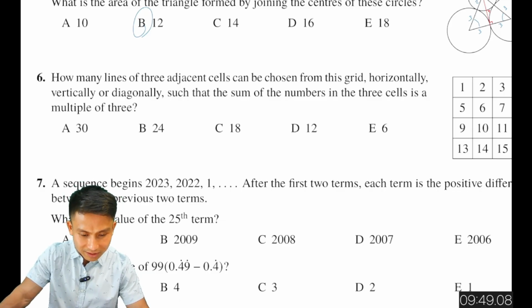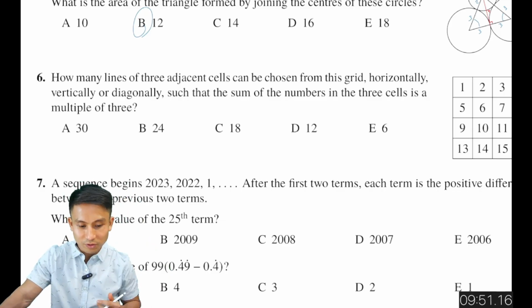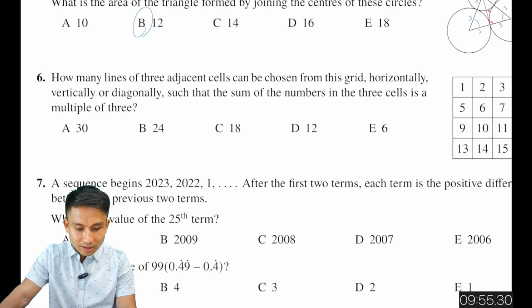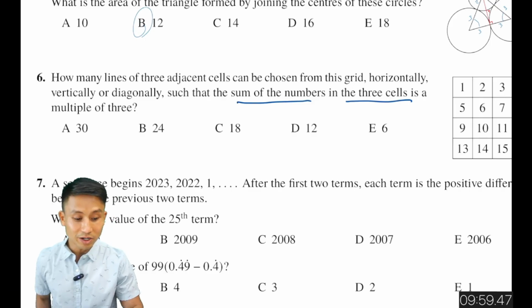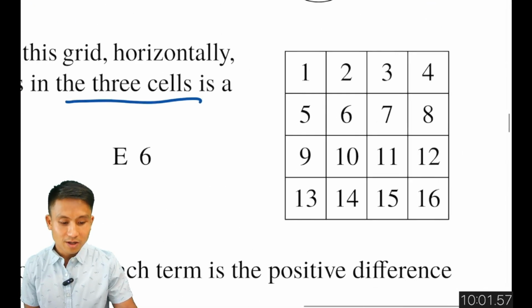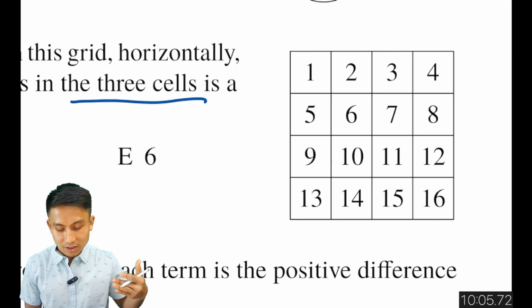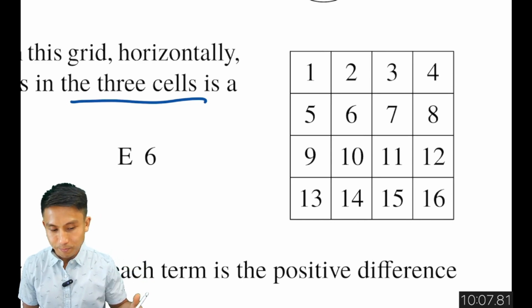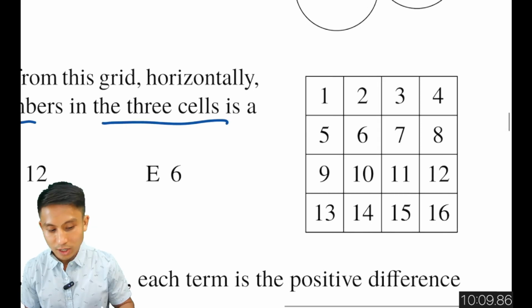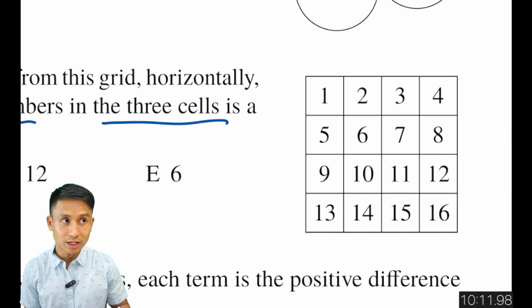3 is adjacent cells in all the different ways, horizontal, vertical, and diagonal, such that the sum of the numbers in the 3 cells is a multiple of 3. How many ways, basically? So, to get a multiple of 3, we need to think of the big picture first. To get a multiple of 3, you can have all of them being multiples of 3, or none of them being multiples of 3, but when they add up, you should get a multiple of 3.